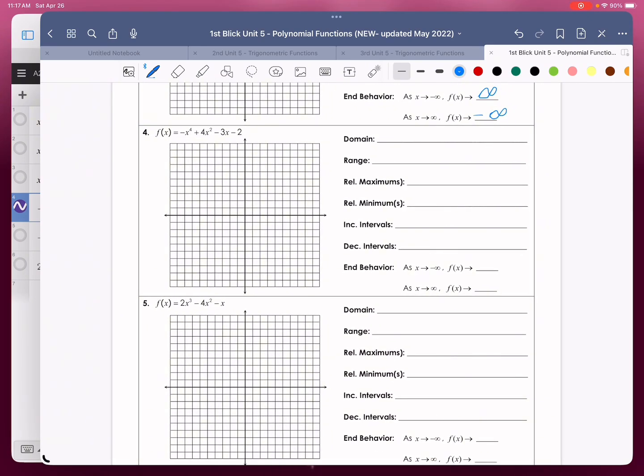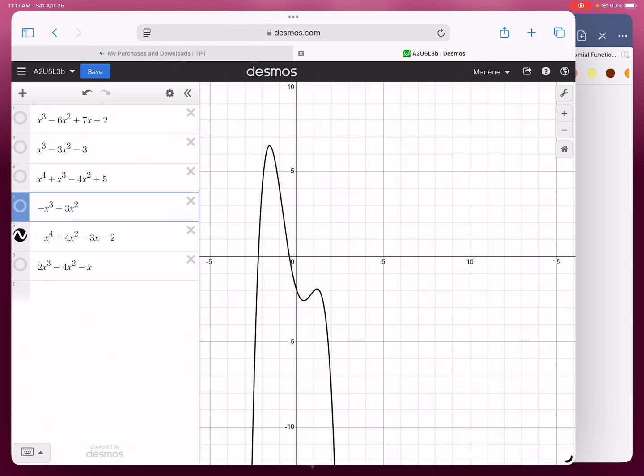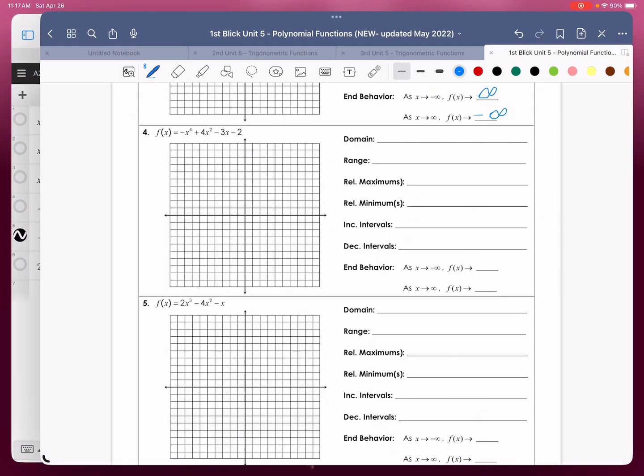Okay, let's look at number 4. And on Desmos, this is what our graph is going to look like. If you kind of want to sketch it, it's going to go kind of up to here and back down here, and it makes a little shape like this. So that's technically what we're looking at, but we're going to use Desmos to get the points.